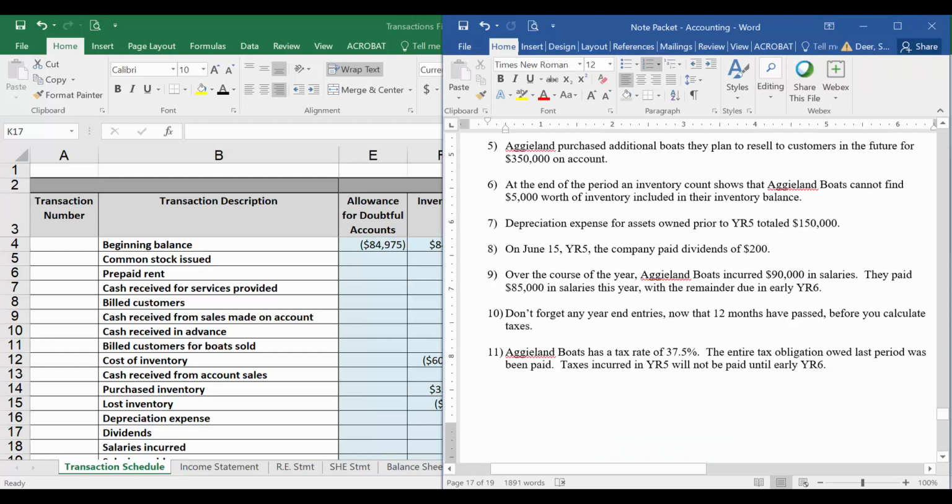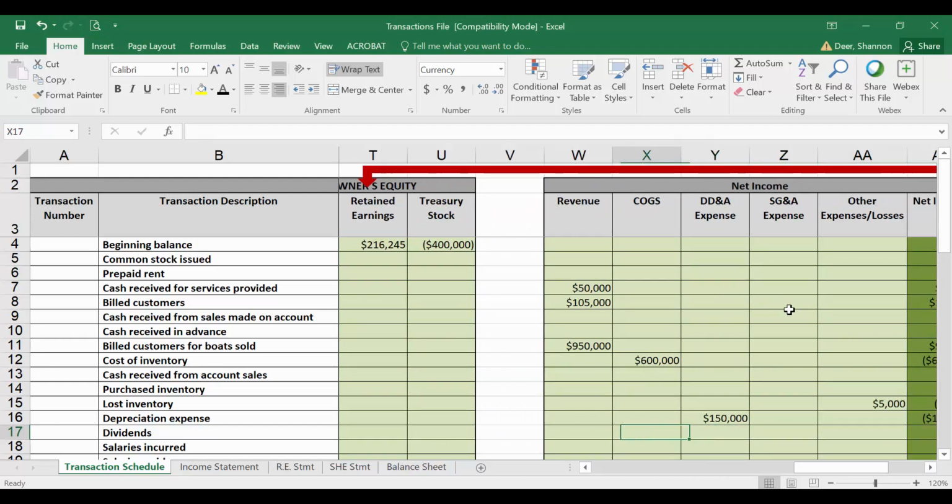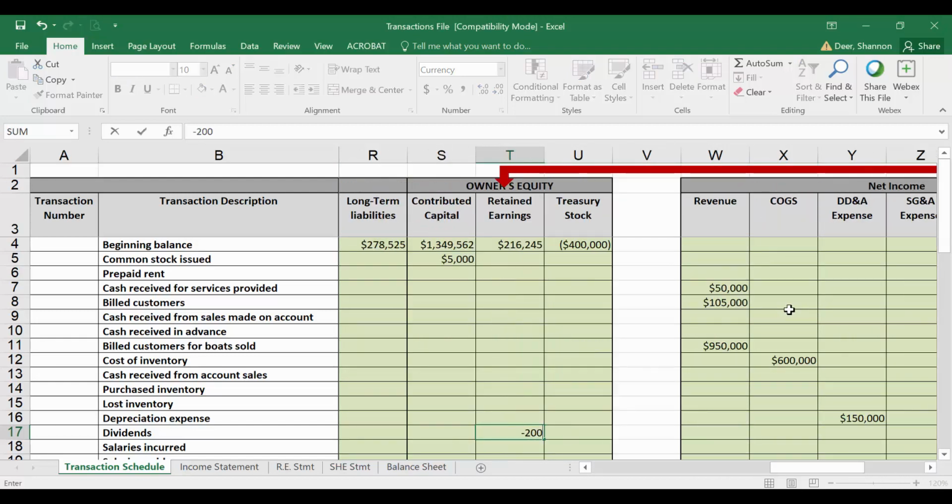Our next item are dividends. Remember, dividends are cash paid out to investors. So it says on June 15th of year 5, the company paid, meaning cash, dividends of $200. So I want to first do the easy part, which is reduce cash by $200. Then I'm going to scroll all the way over to retained earnings. Remember that dividends decreased retained earnings.